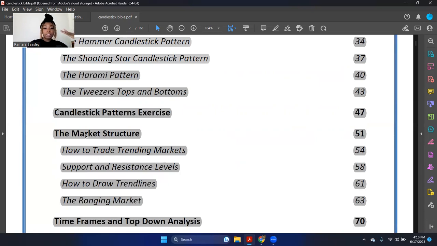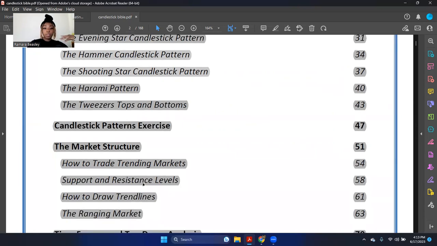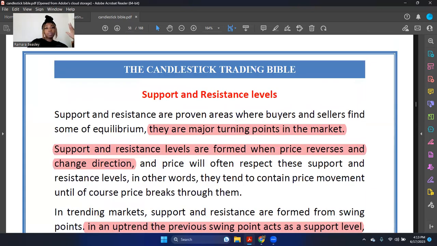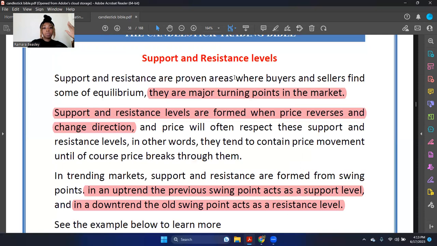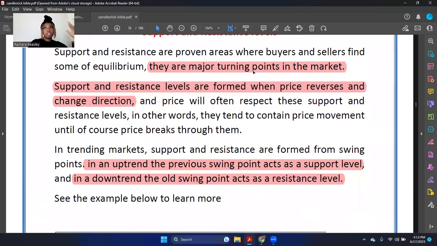All right, support and resistance. So let's go to page 58. And this one may be a little bit detailed video today, but we're gonna make it happen because it has to be detailed in order for us to get it. So support and resistance are proven areas where buyers and sellers find some sort of equilibrium. They are major turning points in the market. Support and resistance are formed when price reverses and changes direction.